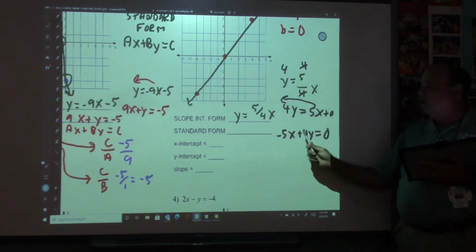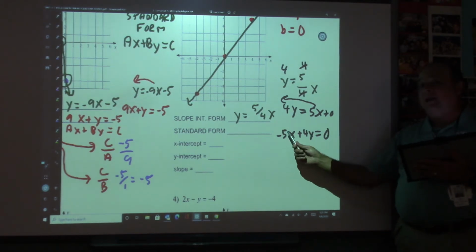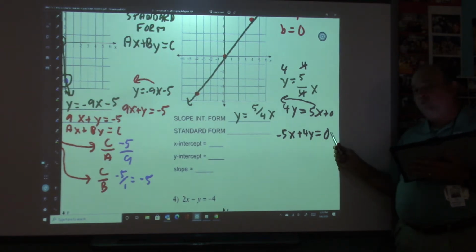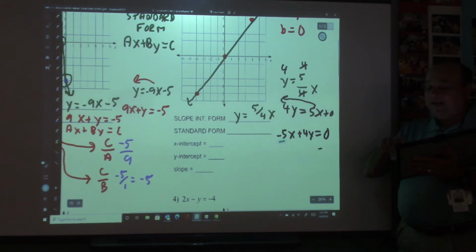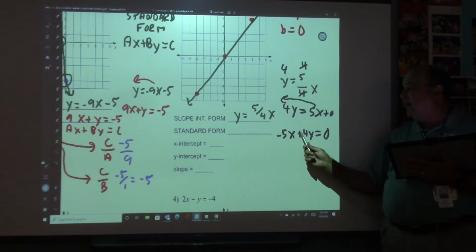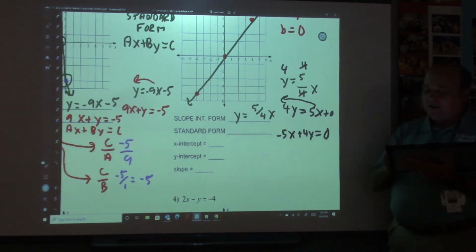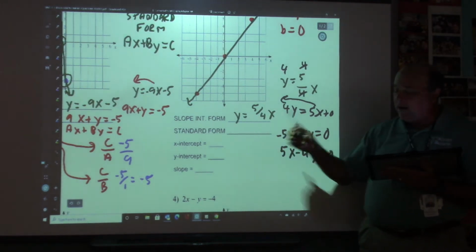This is in standard form. I have my x first, my y second, my c last, but I can't leave the x negative. I have to make the x positive. So we're going to switch every sign. So basically you're dividing by negative 1. Okay, you don't have to show that, but that's technically what you're doing. So the x can't be negative in standard. So if the x is negative, switch these signs. So my standard form would be 5x minus 4y equals 0. So I'm going to put that right here in standard form.